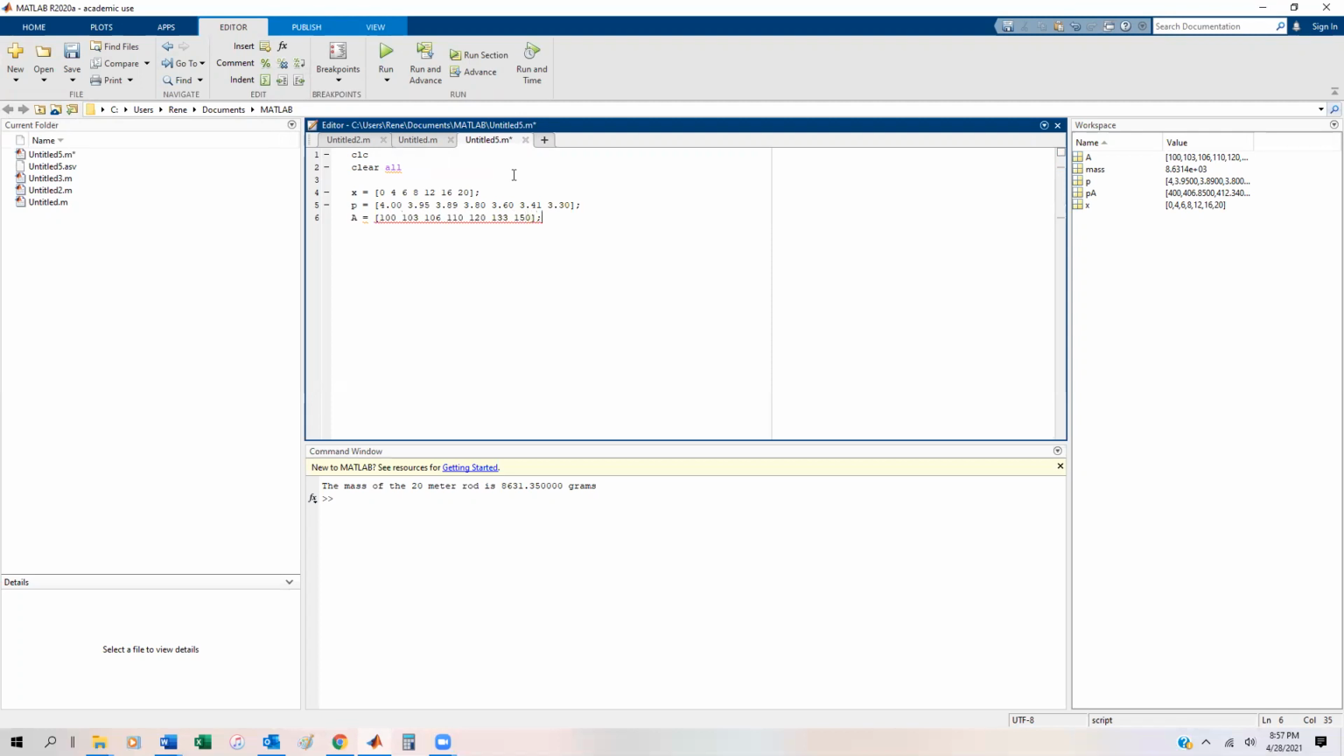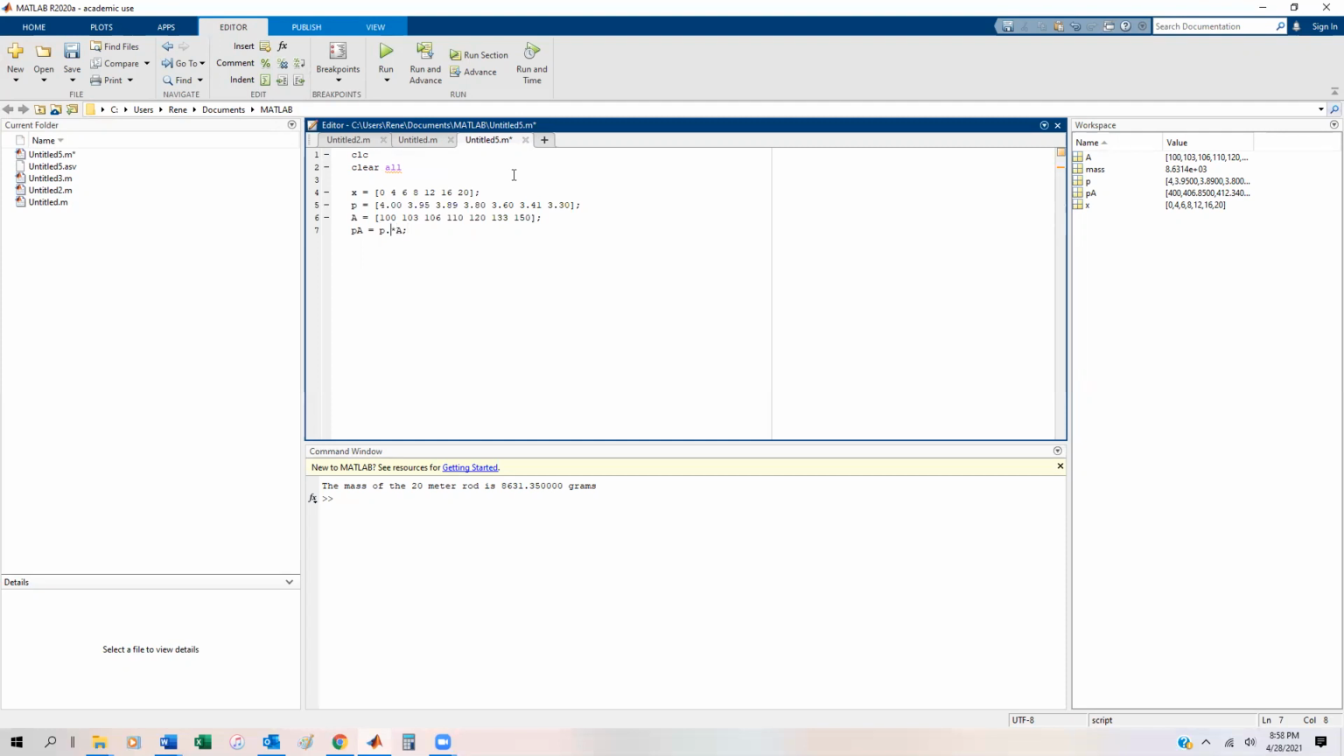Now, I'm going to create another row vector, which I'm going to call PA. And PA is going to be equal to, now be careful with this, P dot times A, because we want to make sure that it's elementwise multiplication as opposed to matrix multiplication.